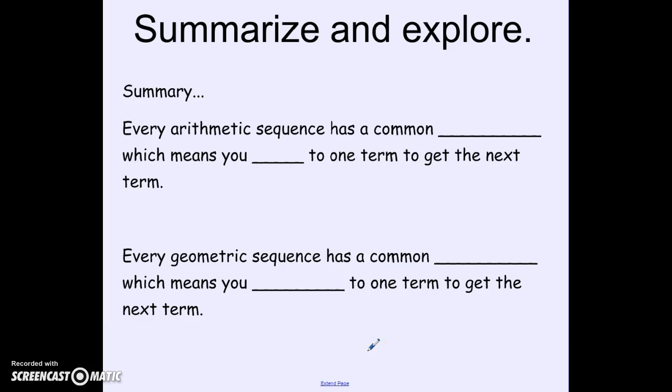So a few things to think about, and you're going to have to answer these questions on your feedback. Every arithmetic sequence has a common blank, which means you blank to one term to get to the next term. So think about your vocabulary words that would go in these places. And geometric sequences have a common blank, which means you blank to one term to get to the next term. So just as a hint, we're talking about whether you're adding or multiplying. And then these are those vocabulary words for the number that you're adding or multiplying.